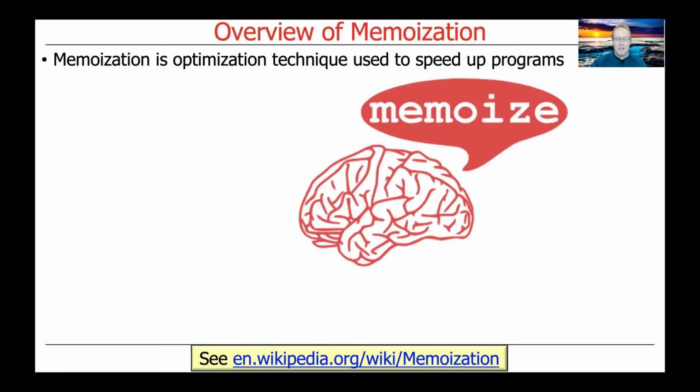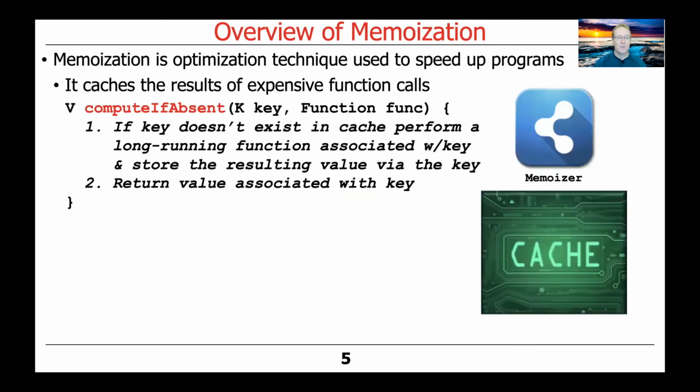And it speeds things up if you end up with lots of duplicate input and you don't want to recompute long-running calculations to get the results for things that you've already done the computations for. And basically, here's how it works. It caches the results of expensive function calls. And expensive here just means takes a long time to compute.